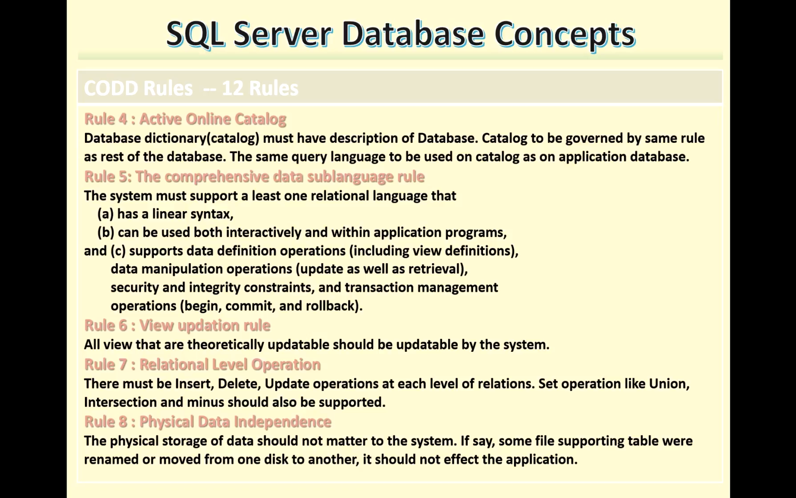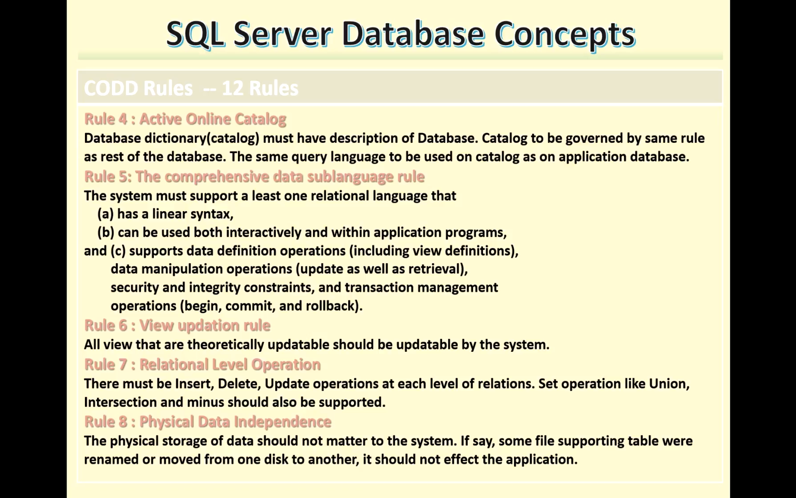Then rule 4, active online catalog. A database dictionary or database catalog must have a description of the database, and the catalog is to be governed by the same rules as the rest of the database. What does that mean? You should have a mechanism to access the description of a database. The description of a database means the metadata of the database. We talked about the master DB, right? The master DB holds the metadata of the databases. It gives the size of the DB, what the database consists of, all those things. That's what rule 4 says: the database dictionary should be accessible.